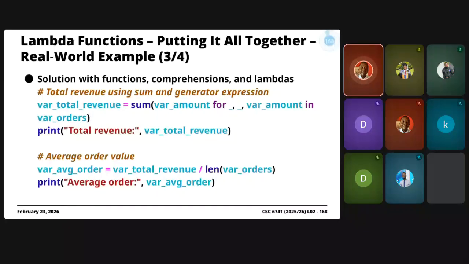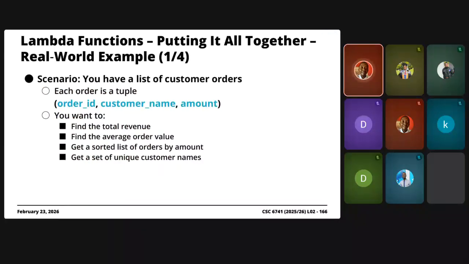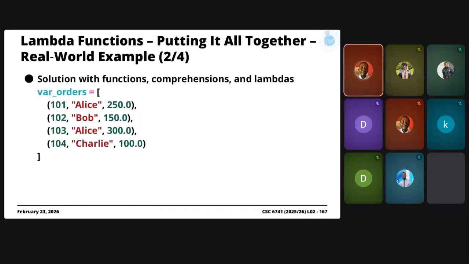It's a hypothetical real-world scenario that illustrates how you can use lambda functions to solve this problem. You can do it the traditional way, by the way. That's not a problem. But we are asking, can we answer these 4 questions here? Can we get this information using lambda functions? So we define our list of orders as tuples: ID, name, amount. So we have 4 orders from 3 different people here. Alice has 2 orders.